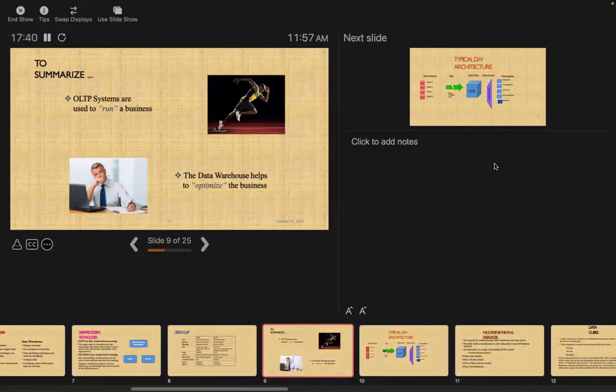Now, if you look at this picture, it is more clear to you, right? OLTP systems are used to run a business, because users are using them. But to optimize the business means what? We are maximizing the profit. What do we need? We need OLAP. And OLAP is nothing but what? We are performing it in a warehouse. So a data warehouse helps to optimize the business.